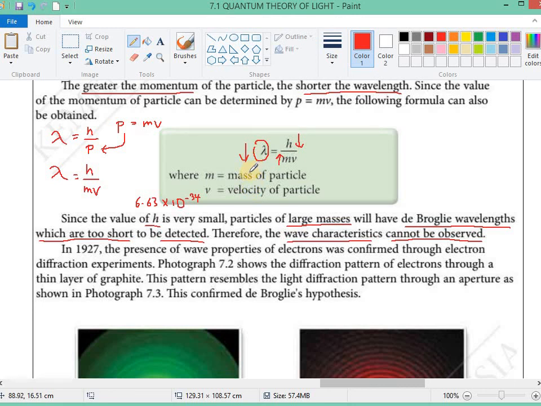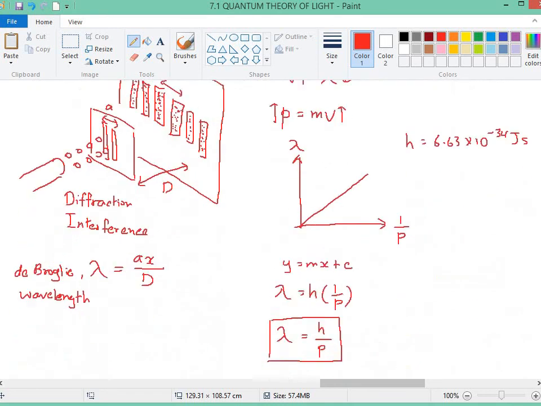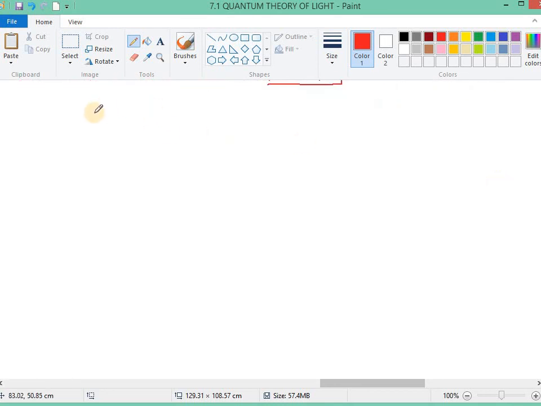So what happens when the value of the wavelength is very small? It says here that the wave characteristic cannot be observed. So why is it that when the wavelength is very small, the wave characteristic cannot be observed? Okay, I repeat one more time. Why is it that when wavelength is very small, wave characteristic cannot be observed? The two wave characteristics that we are talking about are diffraction and interference.